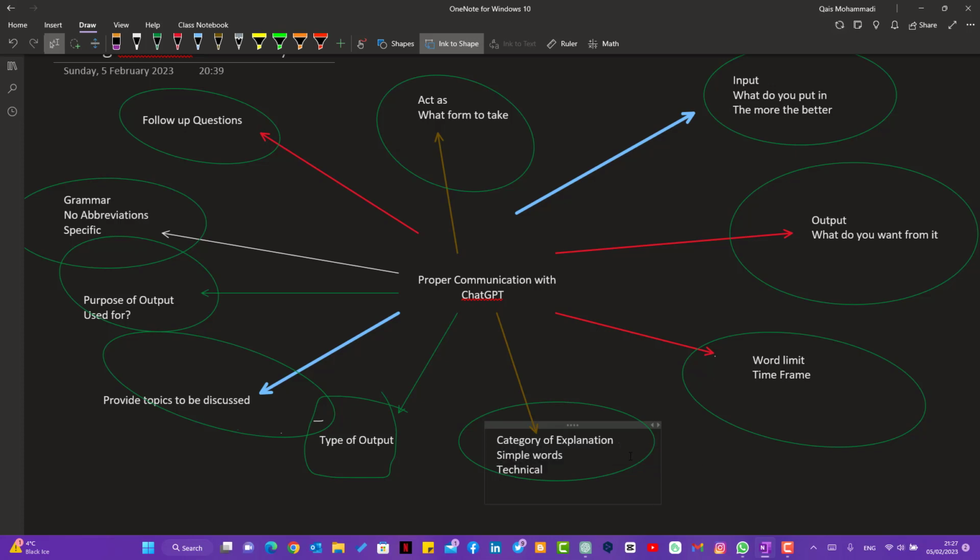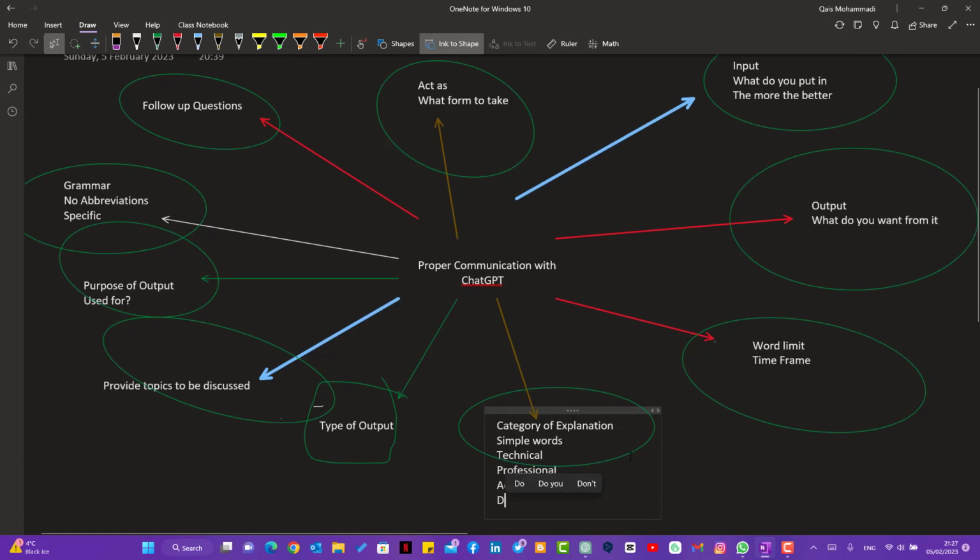However, I'm going to insist again, it's very important to use this diagram in your communication with ChatGPT. You should be very specific in what kind of input you have, what kind of output you want, what category of explanation you expect, and many other things.